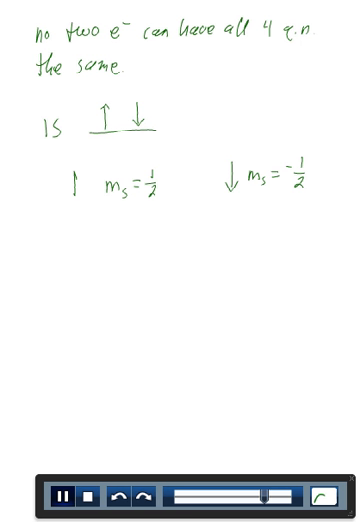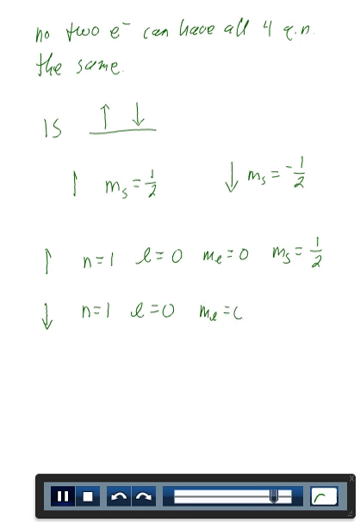Let's look at the 4 quantum numbers. For the up arrow, n equals 1, l equals 0, m sub l equals 0, m sub s equals 1/2. The down arrow has the quantum numbers n equals 1, l equals 0, m sub l equals 0, m sub s equals -1/2. So 3 of the quantum numbers are the same, but the 4th quantum number is different. So that follows the Pauli exclusion principle.